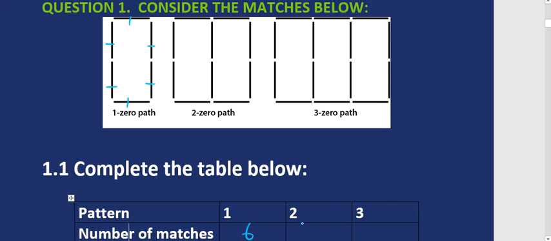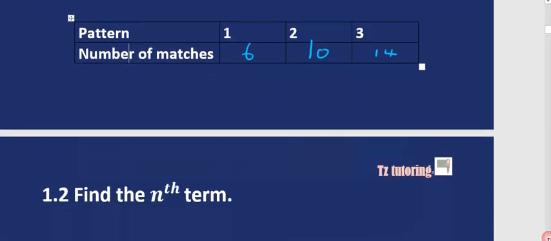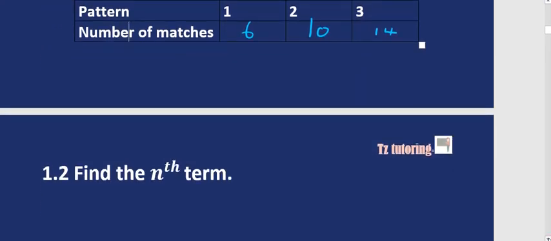So that's 6. For pattern 2, look what happens. You don't need to calculate all the matches again. Just look at the matches that were added. So how many were added? 1, 2, 3, 4. Okay, so 6 plus 4 is 10. And then how many matches were added? Again, 4. So as you can see, each time 4 matches are being added. That's why this is a linear pattern. The first difference is always 4. It's always the same.